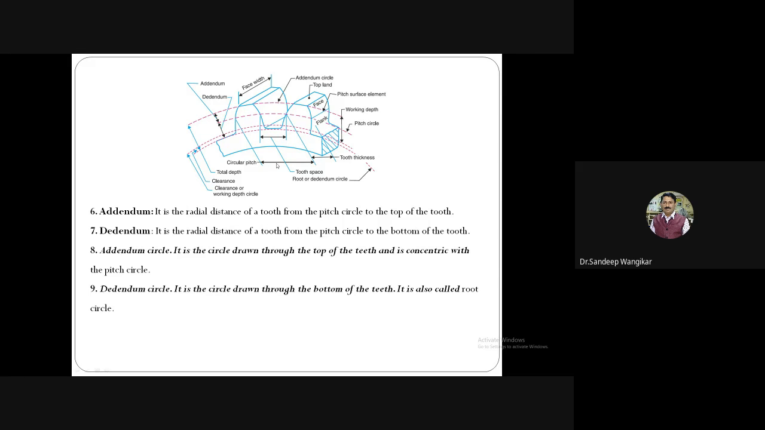Addendum circle, it is the circle drawn through the top of the teeth, and it is concentric to the pitch circle. It is called an addendum circle. And dedendum circle, it is the circle drawn through the bottom. I am showing through the arrow here, the bottom side. So it is called the root circle also.